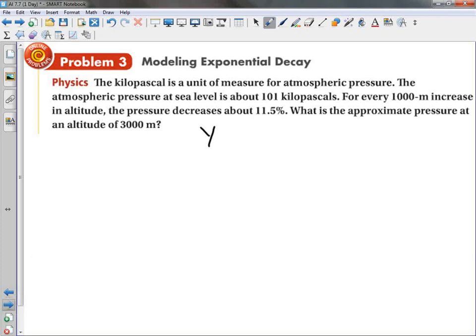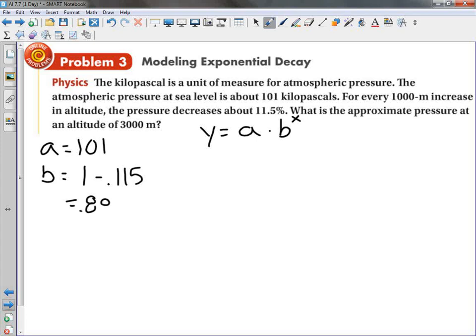What is the approximate pressure at an altitude? Well, y is equal to a times b to the x. Well, a is my initial population. Here we're talking about kilopascals, which my initial one is 101, right? That's at sea level. That's at 0. My b is going to be 1 minus the rate, which is written in decimal still. 1 minus 0.115, which I think is 0.885. And then we get to plug those in. So we get y is equal to 101 times 0.885. I'm going to put parentheses around that because it looked kind of confusing.